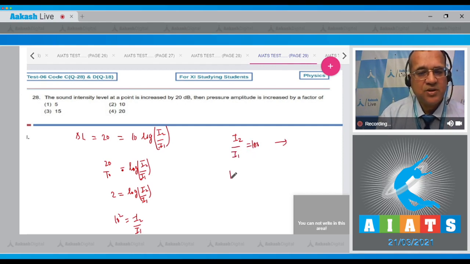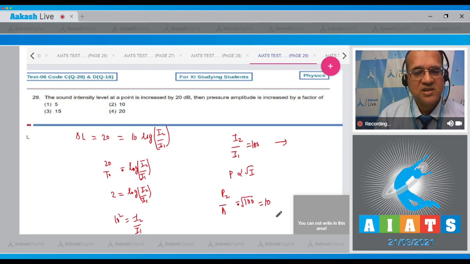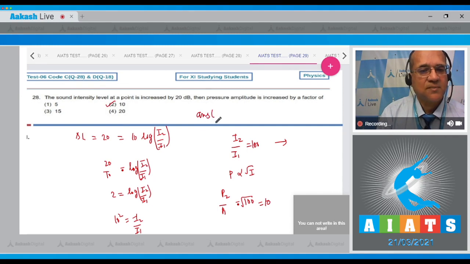Now the pressure amplitude is proportional to root of intensity. Therefore P2 by P1 is equal to root of 100, which comes to be 10. So the pressure amplitude increases by a factor of 10. Therefore the correct option is the second option.